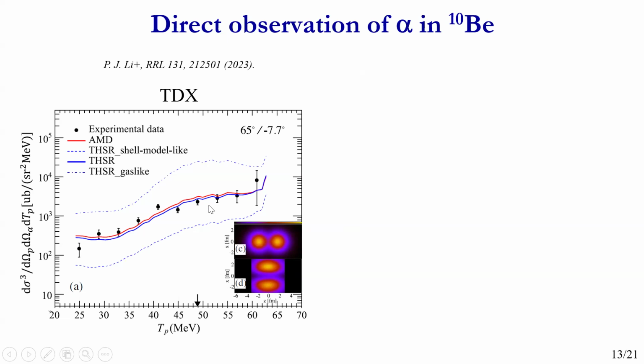So this will be the direct observation of alpha particle inside the ground state of this beryllium-10 nucleus. If we artificially change the wave function corresponding to the shell model-like structure or dilute gas-like structure, the cross-section changes in this way, and that cannot explain the experimental data. So TDX is very sensitive to the alpha cluster structure.